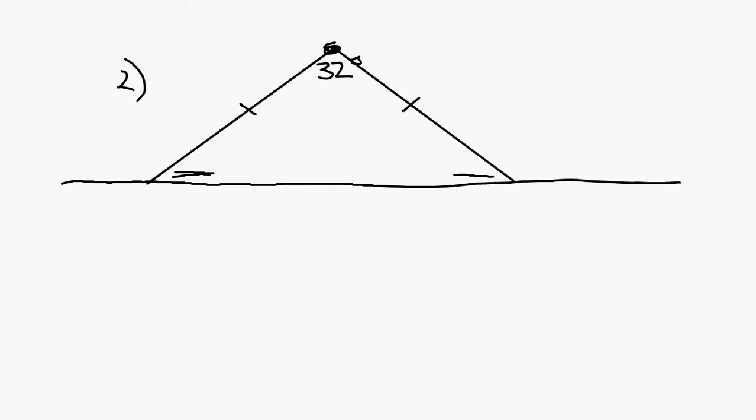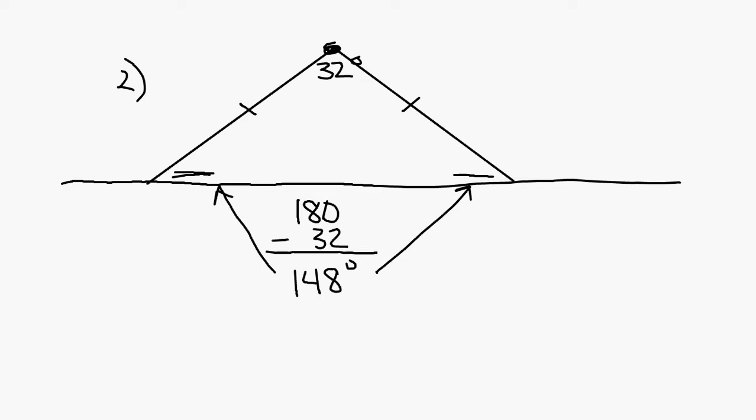You can solve for these angles by taking 180 and subtracting the 32 from it. 180 minus 32 is 148. You've got 148 degrees left for these two angles. And they're equal to each other, so you can just divide it by 2. And what does that equal? 74? Anybody want to do it? Alright, so 74 degrees each.